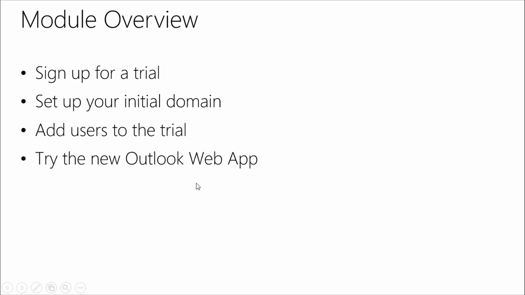In this module, we're going to switch to demo mode. We want to actually do this stuff. We want to play with this stuff, and we want to show you how it's done. So we're going to sign up for a trial. We're going to show you the process of signing up for an initial domain. And then we're going to add some users. And then we're going to use OWA. So we're going to send each other some mails and show you what OWA is like. And then we can get going and start using the system.